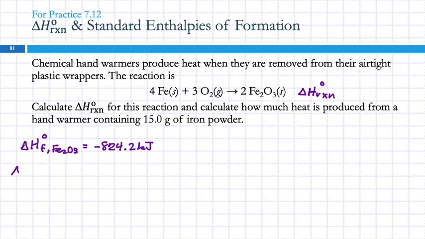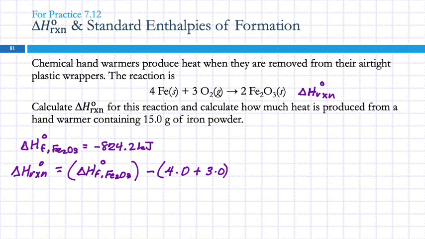So here then, the heat of reaction is going to equal the heat of formation of that product minus the heats of formation of the reactants, which is 4 times 0 and 3 times 0. Yes? The heats of formation are negative because they're giving off heat, right? Yes. Most heats of formation are negative, but there are some that are positive.